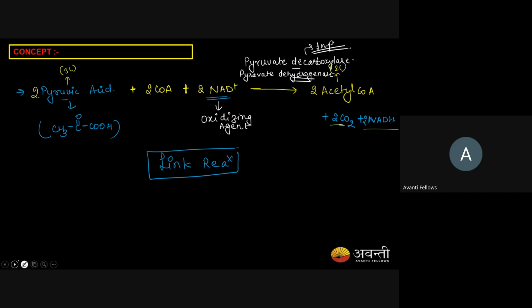So after the link reaction, acetyl CoA will enter into oxaloacetic acid, the Krebs cycle. Okay, so I'll tell you a most interesting trick to learn the entire Krebs cycle. Let's have a look here.